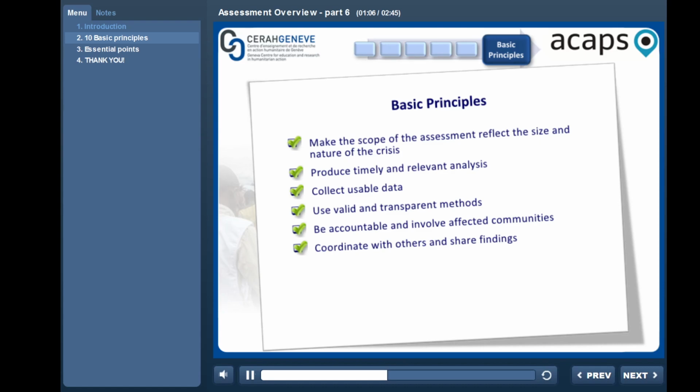Participate in coordinated needs assessments where possible. If there is a coordinated assessment that your organization is able to be part of, and if the focus of that assessment suits your organization's aims and activities, you will benefit from taking part in it.